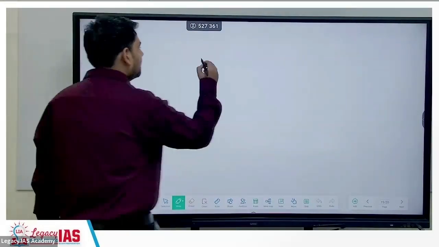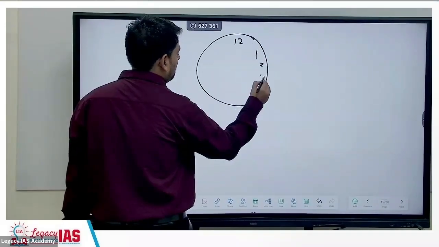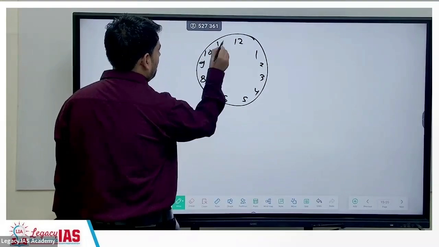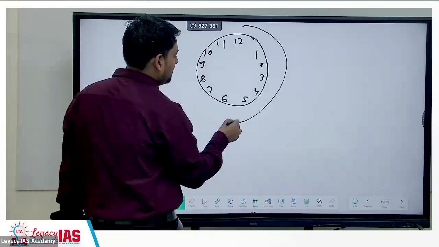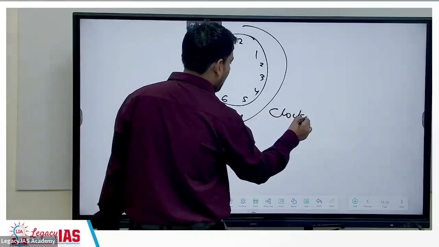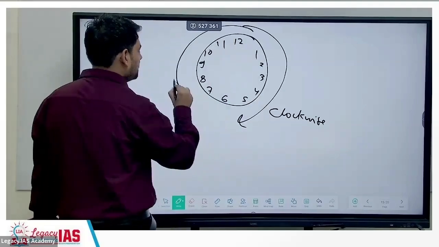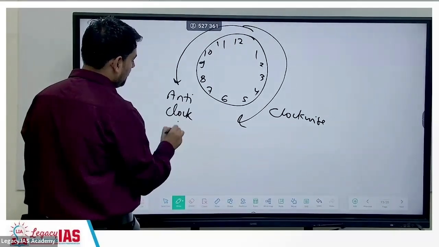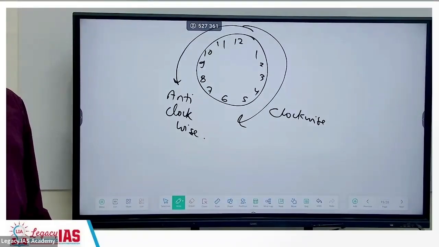Now there is something called, let's say this is the clock. Something that goes like a clock is clockwise, and opposite to the clock is anti-clockwise.